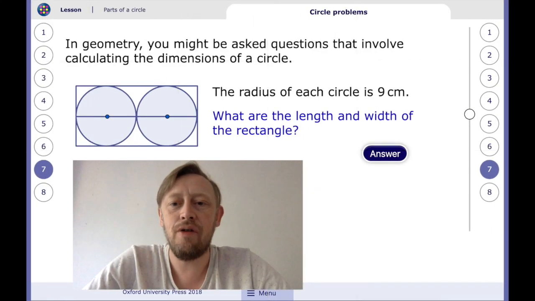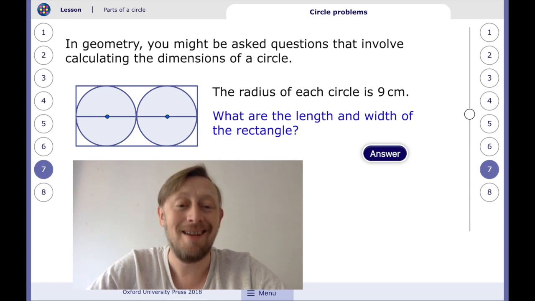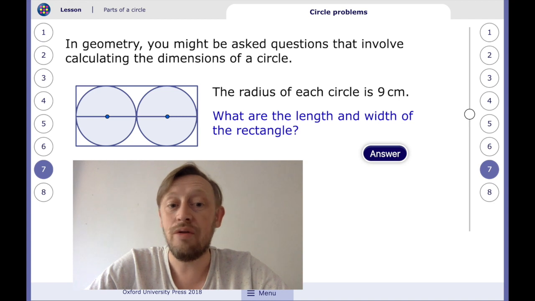Slightly trickier now. If you look at the diagram, you've got two circles next to each other and they've been put inside a rectangle. It's telling you the radius of each circle is 9 centimetres. Now that is enough information to calculate the length and the width of the rectangle. So first of all, have a think about the information you know. What could the answers be?